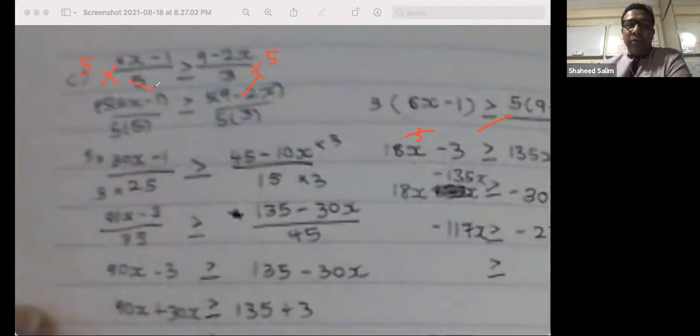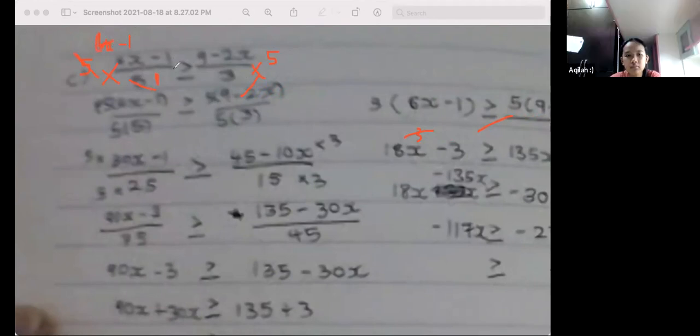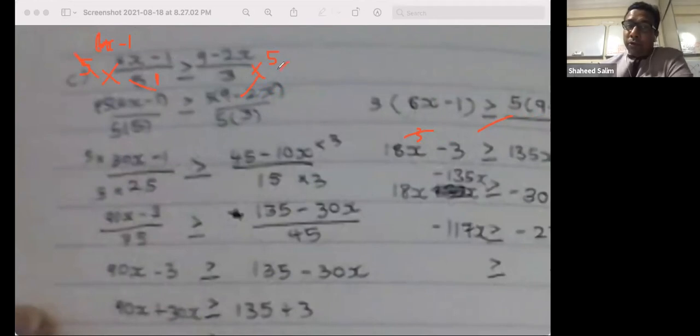So this 5 is gone. Now this has the denominator of 1, right? Which means you can write this 6x minus 1 above without the denominator, just like that, right? But down here there's a 3. You want to get rid of the 3 also, so we times this by 3. When we times this by 3, we get rid of it, but we also need to times this by 3. That's why it is multiplied by 3 here. It becomes like this.